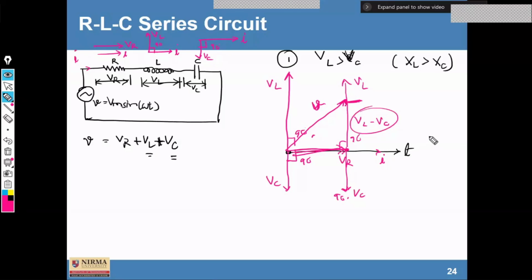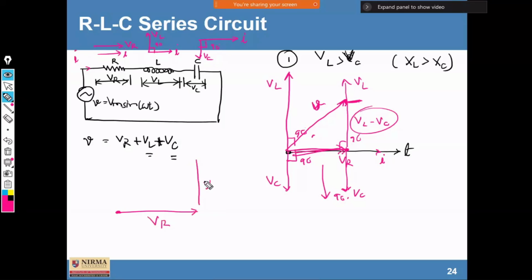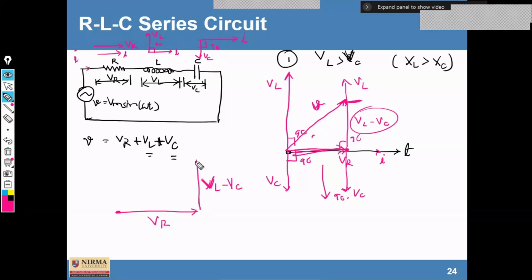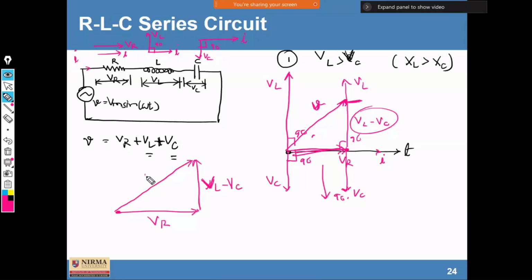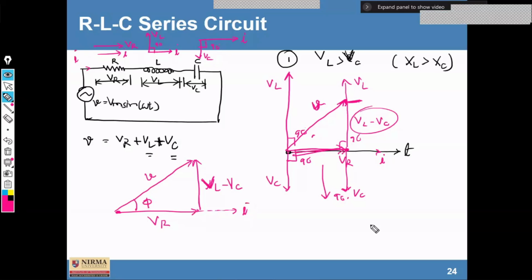Similarly, we can derive the voltage triangle from this. When VL is greater than VC, there would be a difference of VL minus VC here, this vector. And finally we can get the resultant, which is our vector V here. And the angle between this, because this one is your current vector. We can draw this as a voltage triangle.